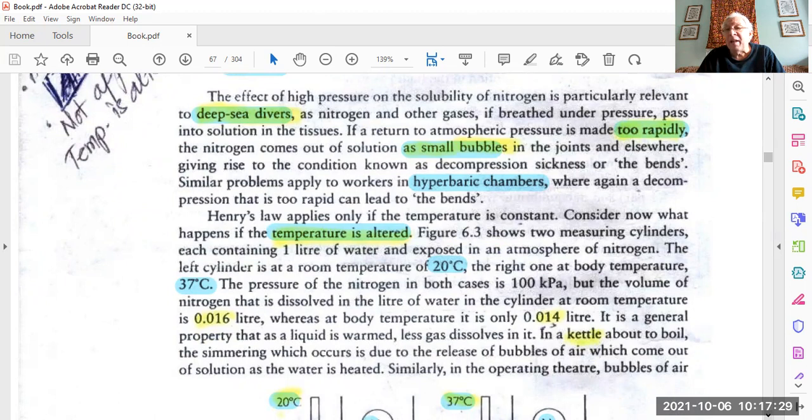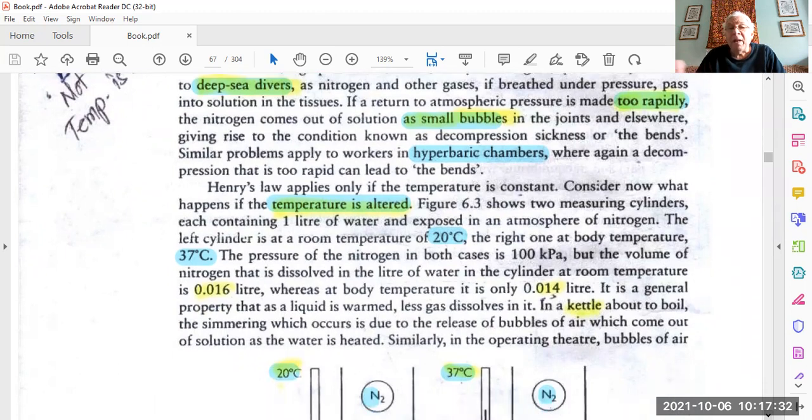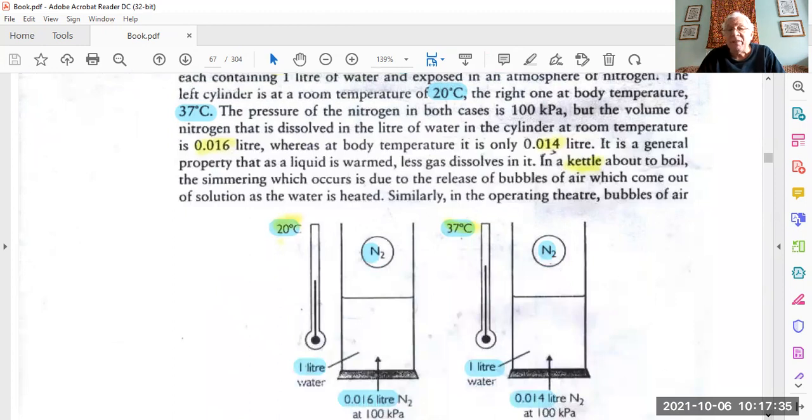The second one is the temperature. As you can see from the figure, we have two cylinders. One of the cylinders is subjected to temperature 20, and the other one is subjected to temperature 37. We have nitrogen on top of the liquid. At this difference in temperature, definitely, as we can see, more nitrogen is being absorbed in 1 liter of water at 20 than in the circumstances where the temperature is 37.